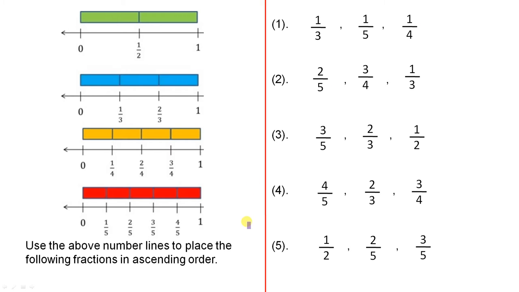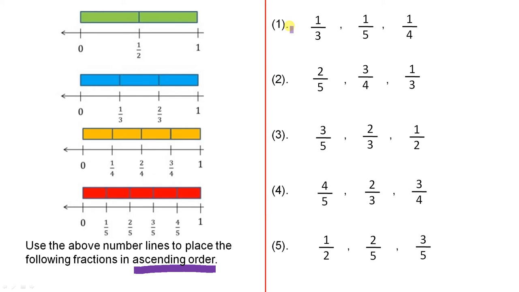Let's get started. Use the above number lines to place the following fractions in ascending order. Now we have to remember, ascending order means from lowest to highest. So you start from the smallest one first and you go to the largest one. Now we do this visually. So there are your four number lines. They have been drawn to scale, so all this is perfectly accurate.